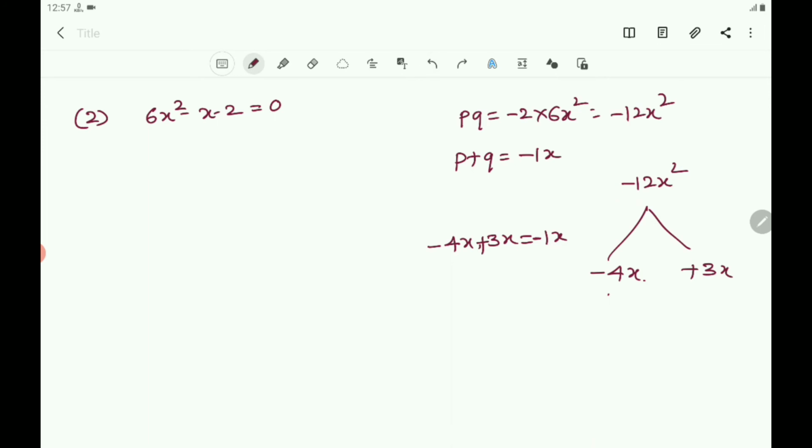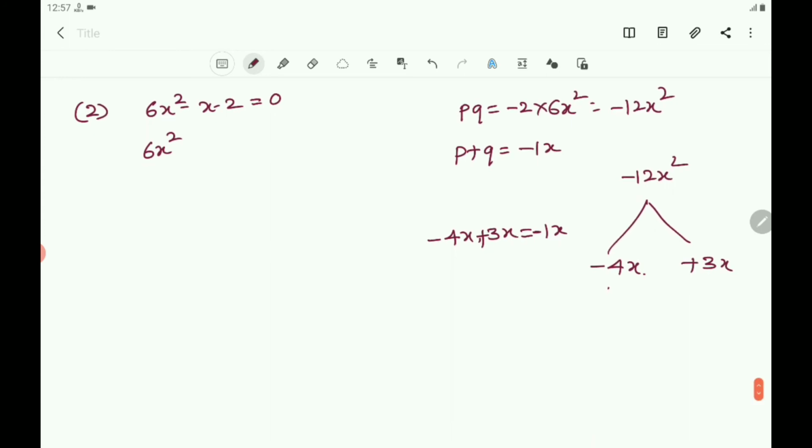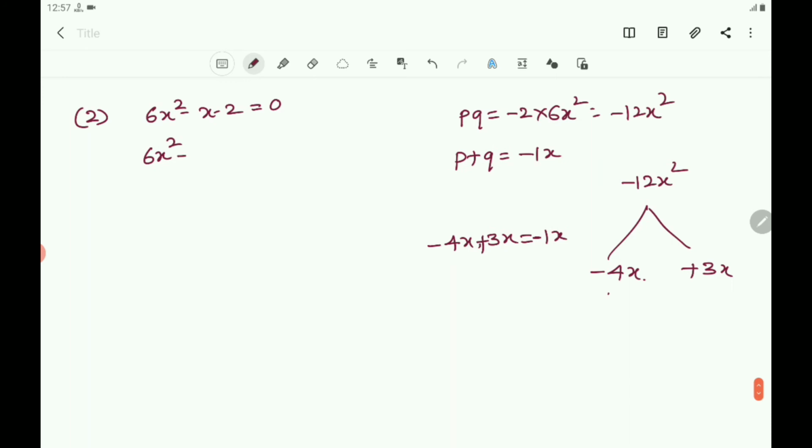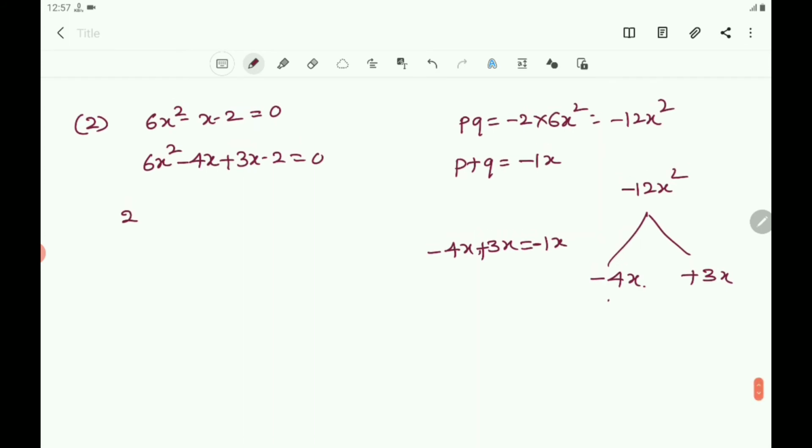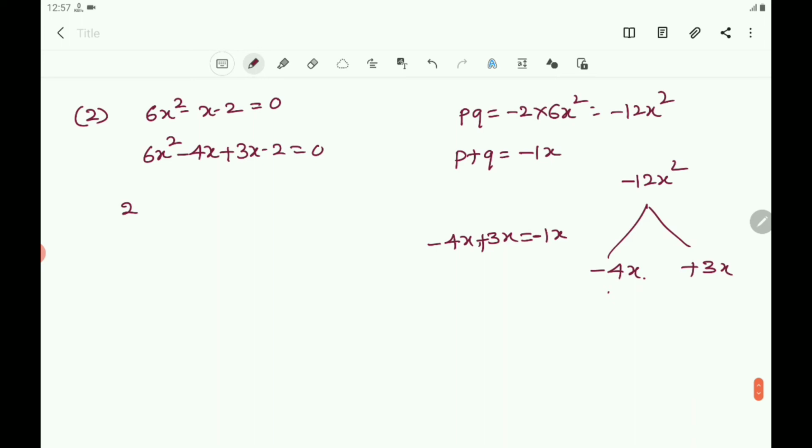Then you write the first term is 6x square and the minus x is split into what? Minus 4x plus 3x minus 2 equals 0. Now you take this 2 and this 2, then the common is 2 you can remove. The HCF of 6 and 4 is 2. 2 3 is 6, 2 2 is 4, and from x square and x you can remove 2x as a common factor here. Now in the bracket what are you going to get? You know that 2 3 is 6 and x into x, x square.